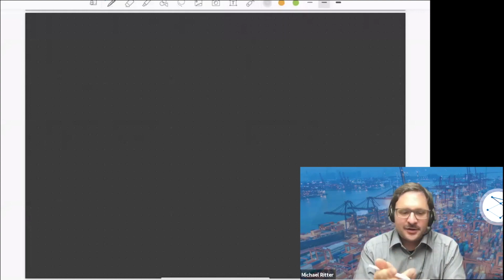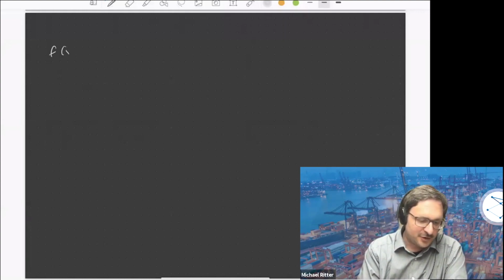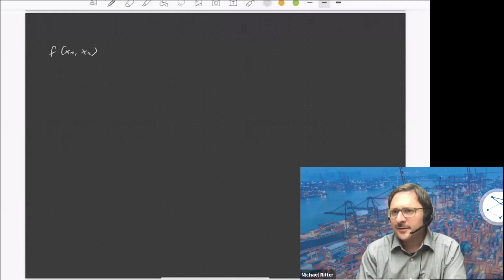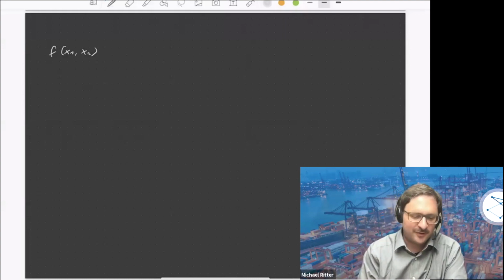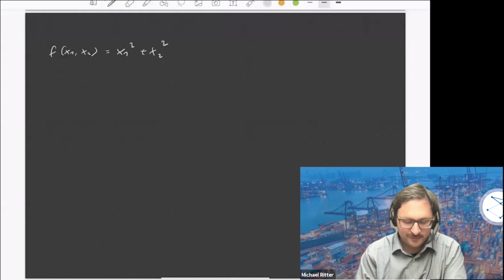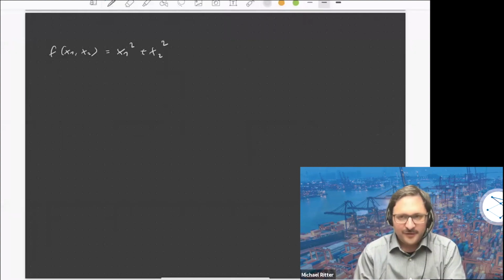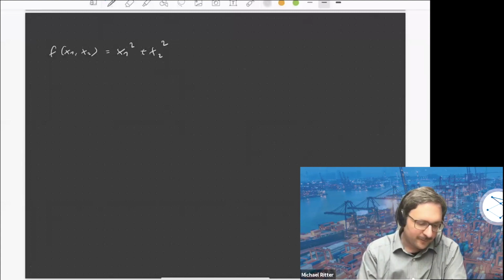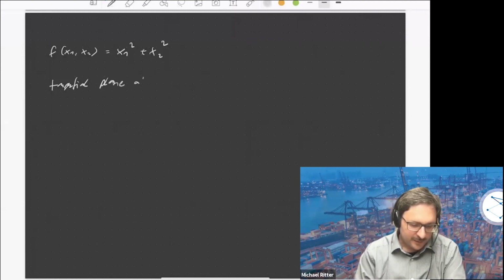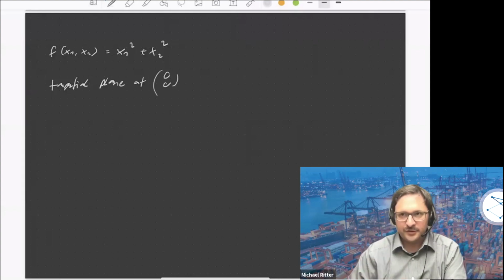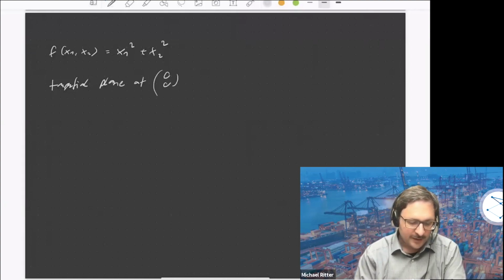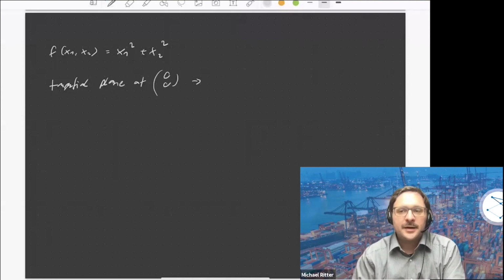Okay, let's see if I can get this right. When we're computing a tangential plane, let's say we're probably thinking of a function of two variables. It's mostly the same for all, but two is easiest. So let's take something like x1 squared plus x2 squared, to give you an easy example. And if you want to have a tangential plane at a certain point, let's just say we take the point 0. Again, just for ease of notation, any other point will work as well. Basically what that means is you're computing a Taylor approximation of order 1.